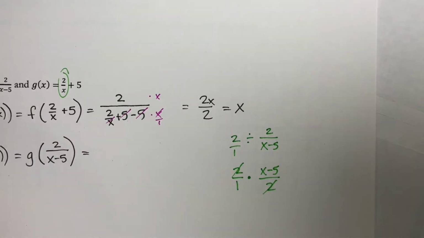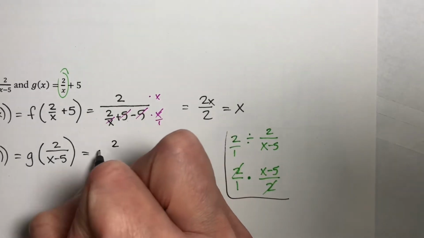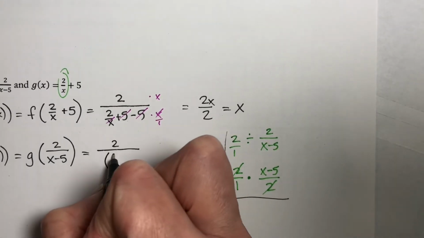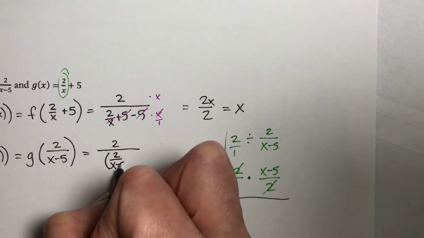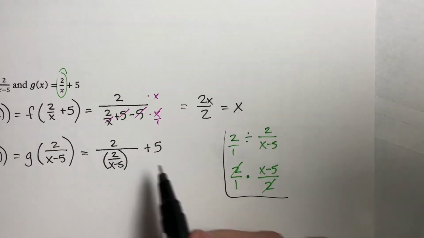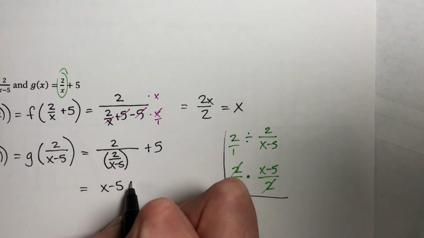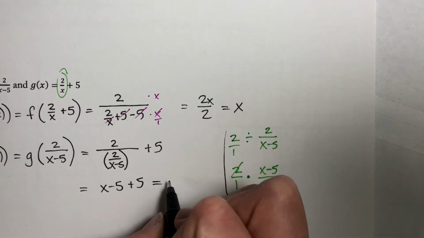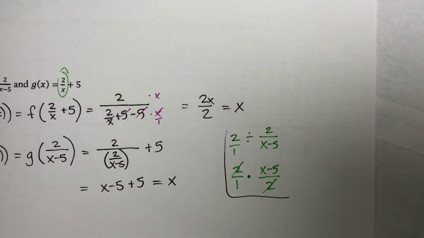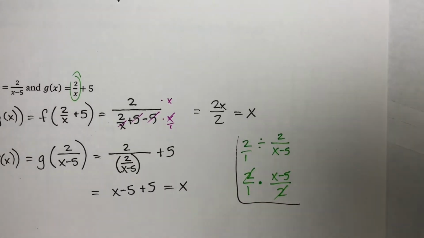Okay, so I'm actually going to write this all out right here so you can see what's happening. But this is my calculations over here. So this is 2 over (x minus 5) plus 5. Now we just calculated this part, that's right here. So this is x minus 5 plus 5, which gives me x. These calculations are not always pretty. In fact, they're often not pretty, but you should get x going both directions.